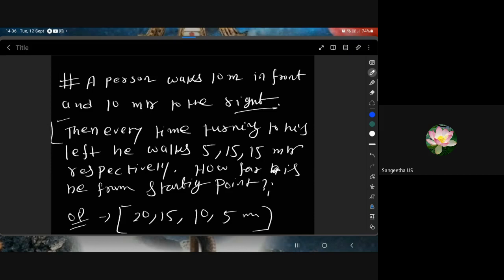Someone was asking a question. Sir, it is 5, 15 and 15, is it? Yes, 5, 15, 15. So he has taken three left turns. The first time he walked 5 meters. Then he took the second left turn and walked 15 meters. Again he took a left turn and walked another 15 meters. So 5, 15, 15, three times he has taken a left turn.